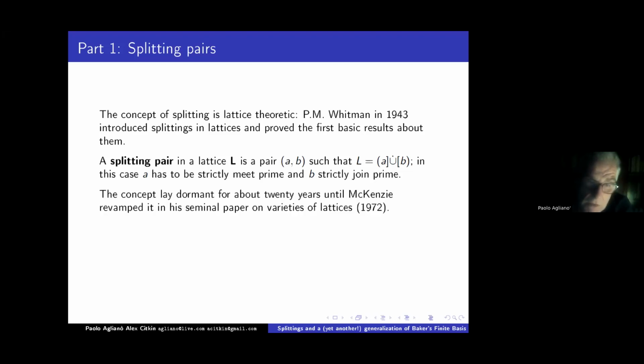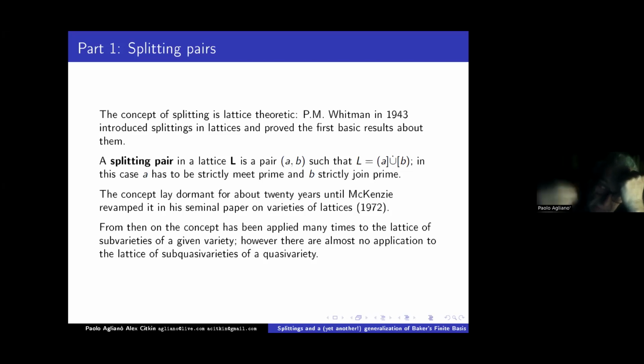This concept lay dormant for about 20 years, and then Ralph McKenzie revamped it, and he used it to study varieties of lattices, basically. From then on, this concept has been applied many times to lattices of subvarieties, but not very often to the lattice of sub-quasi-varieties of a quasi-variety. Sub-quasi-varieties are harder: the lattice of sub-quasi-varieties of a quasi-variety can be horribly complicated, as JB knows very well, because he's written a book about it.